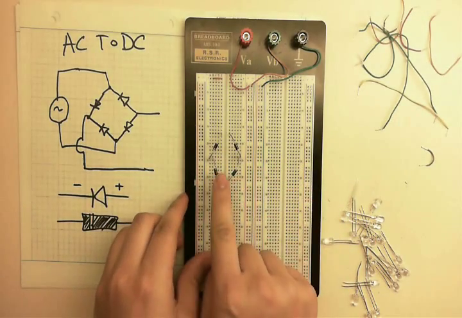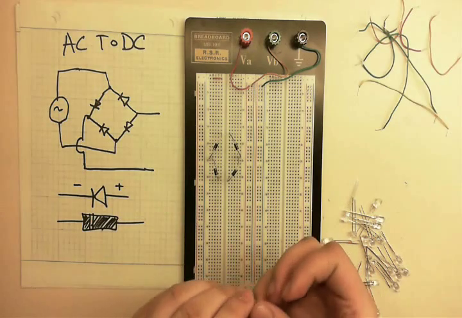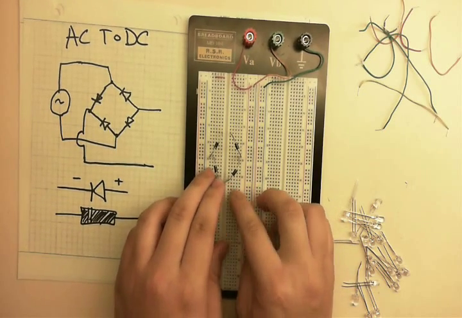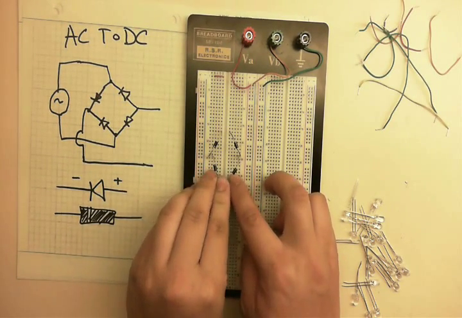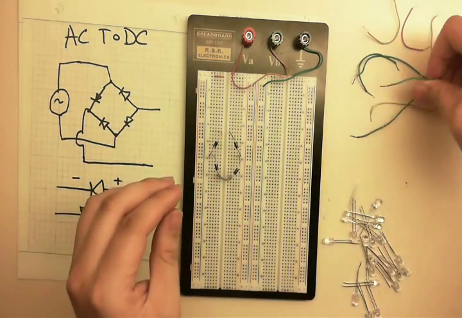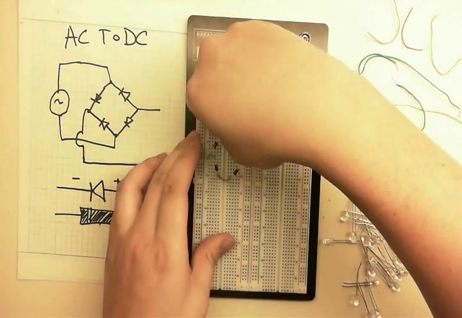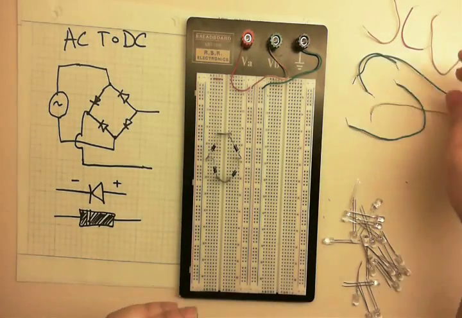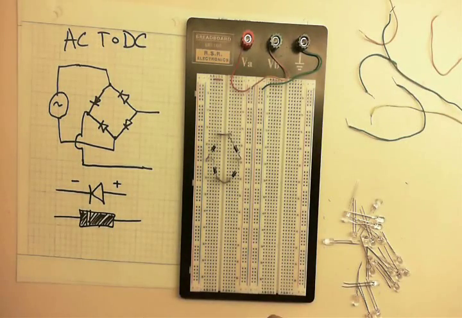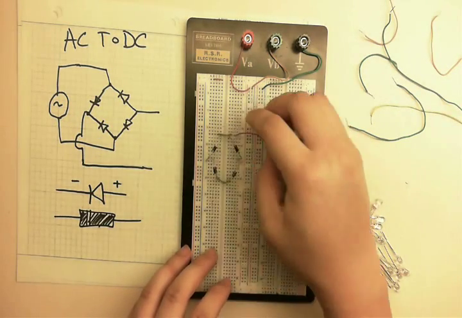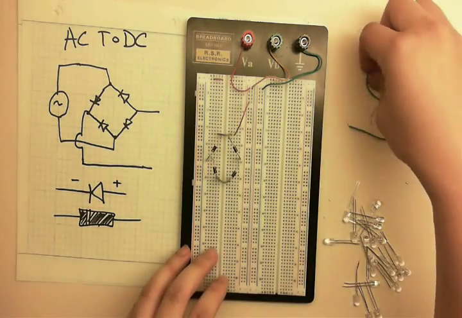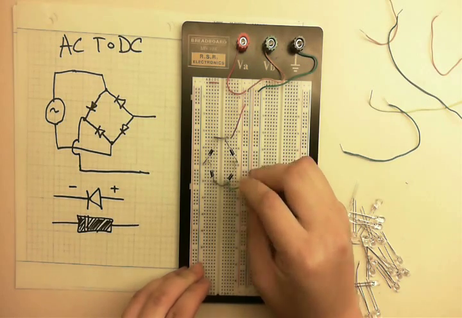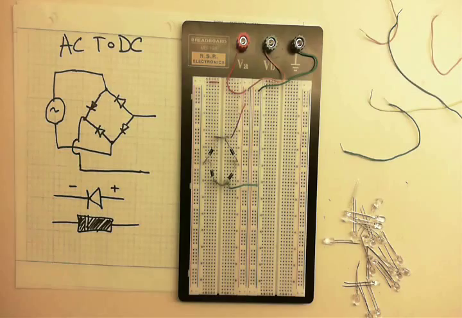Alright, let's go ahead and connect these 2 nodes together. And let's go ahead and connect these to our power rails. From this top node up here, we're going to connect that to one of our AC inputs, and from this bottom node down here, we're going to connect that to our other AC input. Alright, let's move on to the next part.